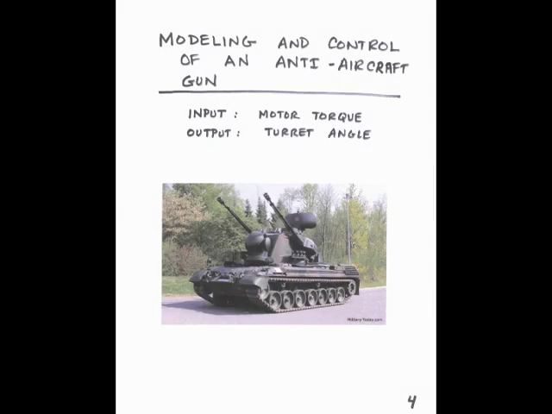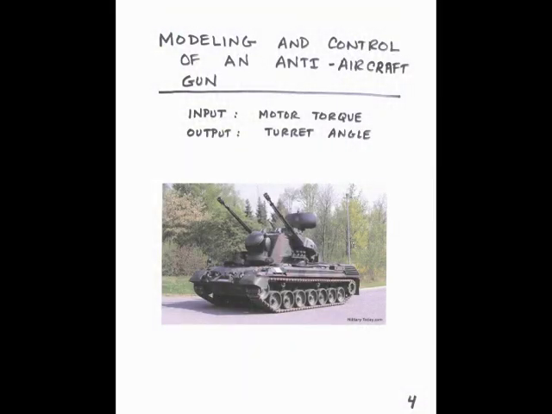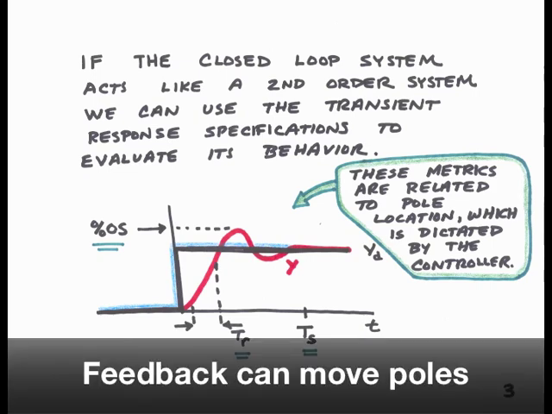In our last lecture, we were examining the modeling and control of an anti-aircraft gun. We were examining how picking the controller gain affected the transient response of the gun to a step input. We know that common performance metrics for transient behavior, like rise time, settling time, and percent overshoot, are dependent upon pole location. So we're very much interested in how pole location is related to the controller gain for this example.